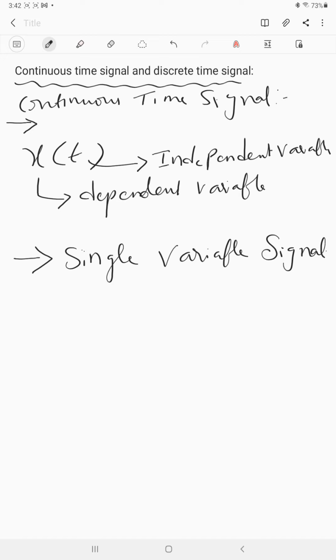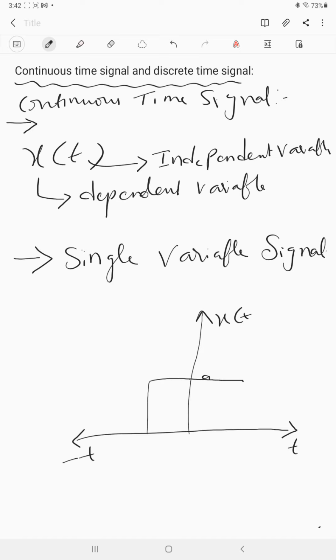Let us take an example of a continuous time signal. We can draw a continuous time signal on the x-axis with respect to time, and the y-axis is x of t, where this is t and this one is minus t. The amplitude of the signal is A. This is an example of a continuous time signal. It can be defined for every value of t from minus infinity to infinity, for all values of t. So this is called a continuous time signal.